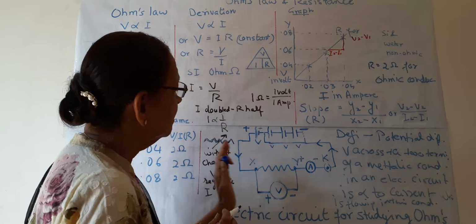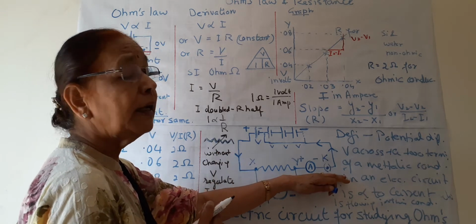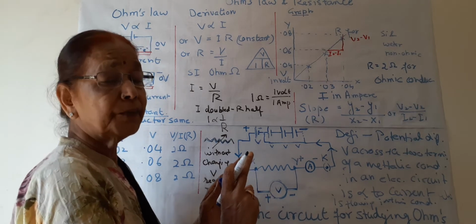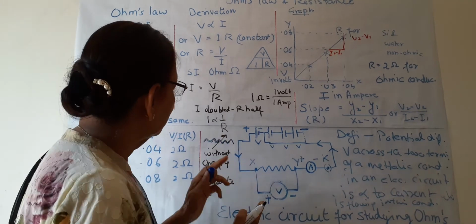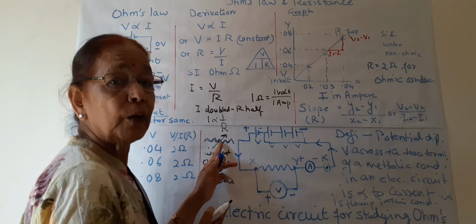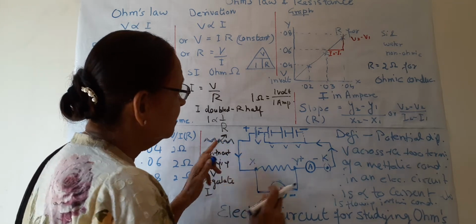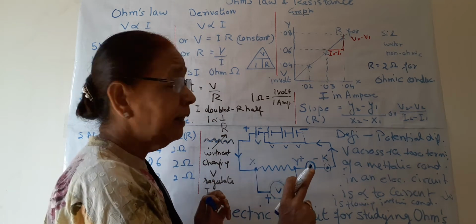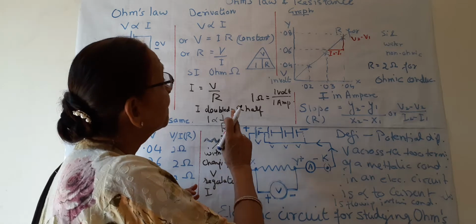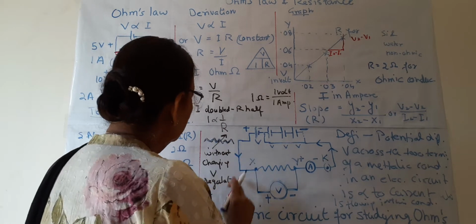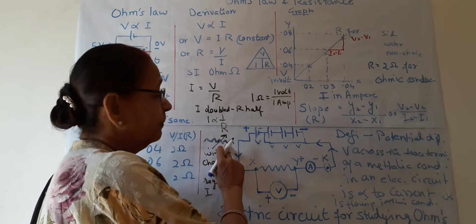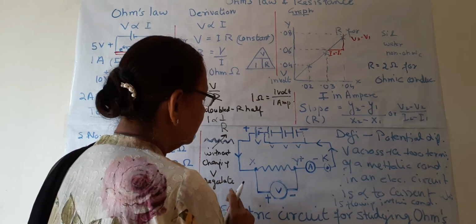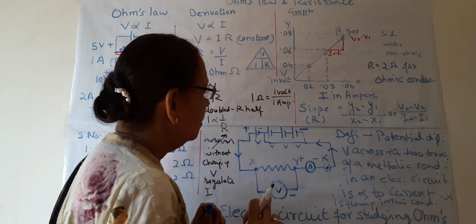This variable resistance is joined in the circuit if we want to change the current without changing the potential difference. So this is a rheostat or variable resistance. We can put it anywhere if we need to change the current without changing the potential difference. So this is the other component of this electric circuit. So this is the electric circuit with various components.